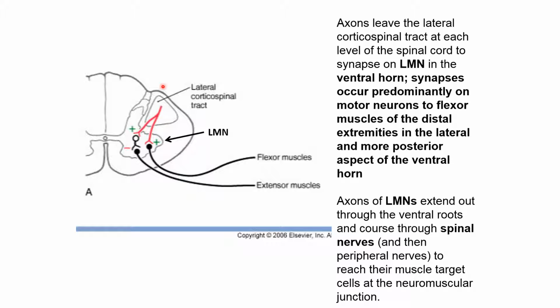When the axons leave the corticospinal tract, here we see the spinal cord, to innervate lower motor neurons, they preferentially excite flexor motor neurons. That is, lower motor neurons that are going to flexor muscles. They simultaneously activate interneurons that are inhibitory to extensor motor neurons.